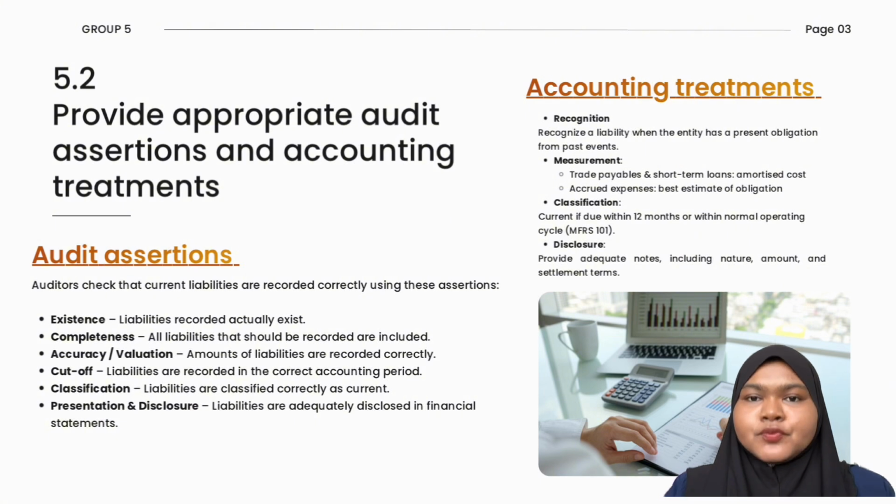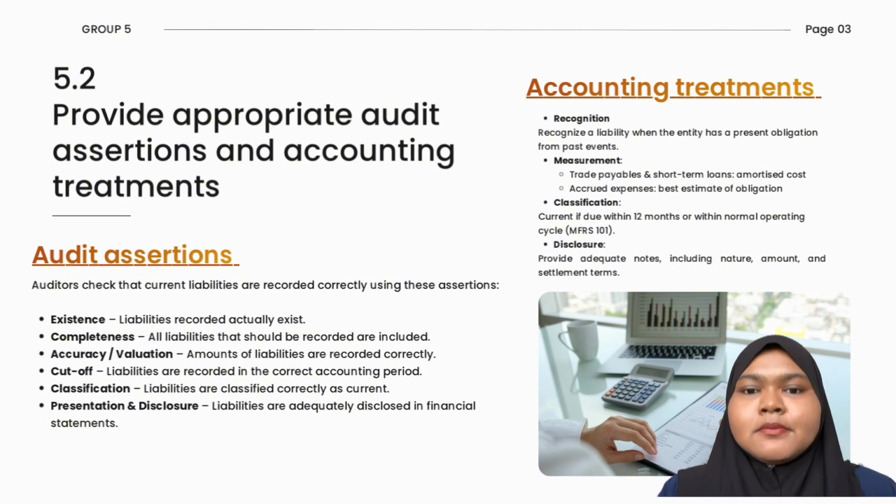Second is measurement. Trade payables and short-term loans are measured at amortized cost. Next, accrued expenses are measured at the best estimate of the obligation. Third is classification. Current if due within 12 months or within the normal operating cycle under MFRS 101. Lastly is disclosure. Provide adequate notes including nature, amount, and settlement terms.